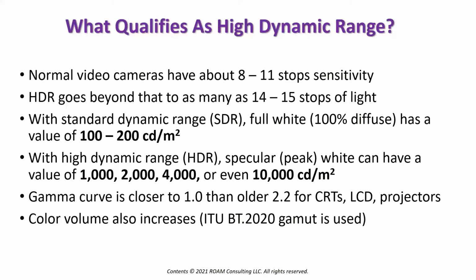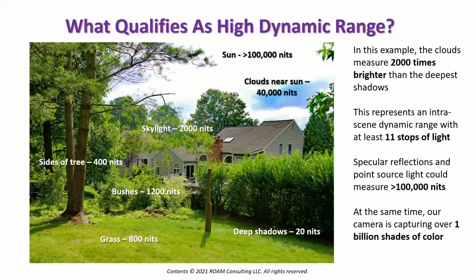square meter. The gamma curve from black to white is closer to linear light, closer to 1 than the older 2.2 or 2.4 that we've used for picture tubes, older LCDs, and projectors. And the volume of colors that we can show is increased considerably. And the gamut that defines that is the International Telecommunication Union recommendation BT.2020, as opposed to the old BT.709 gamut. So here's a picture I took outside my house to give you a better idea of what I'm talking about.